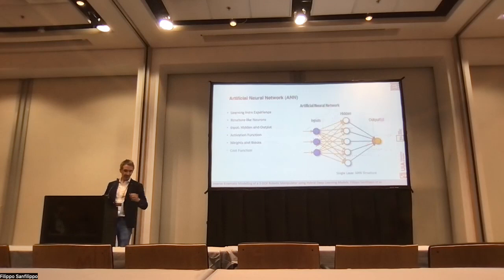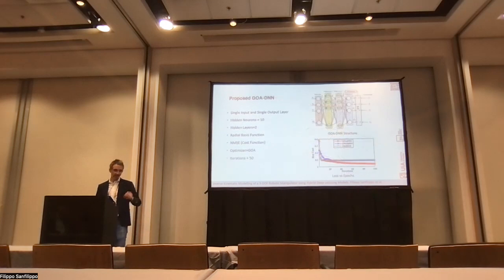So this is a standard neural network. I assume again that the audience is familiar with this concept. There is an input layer, an output layer, and some hidden layers in between. In our implementation, this is the configuration that we have used. We have a single input and single output layer. We have 10 hidden neurons and 2 hidden layers. We have used the radial basis function as an activation function for the neurons, and we use the normalized mean square error as a cost function.